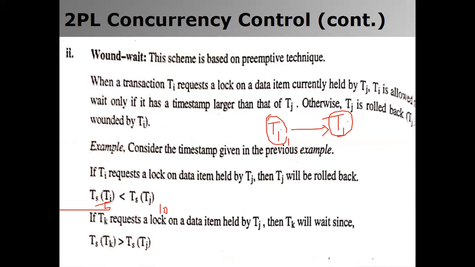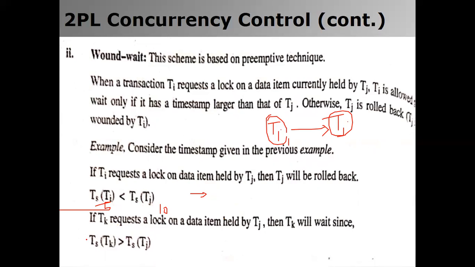Now what will happen in this case? TI is requesting the lock on the data item that is held by TJ. If this timestamp value is less than this, TI is the old transaction, and in this case the younger transaction has to be rolled back. So this transaction will be rolled back in this case, because it is wounded by TI, and TI will do its execution.